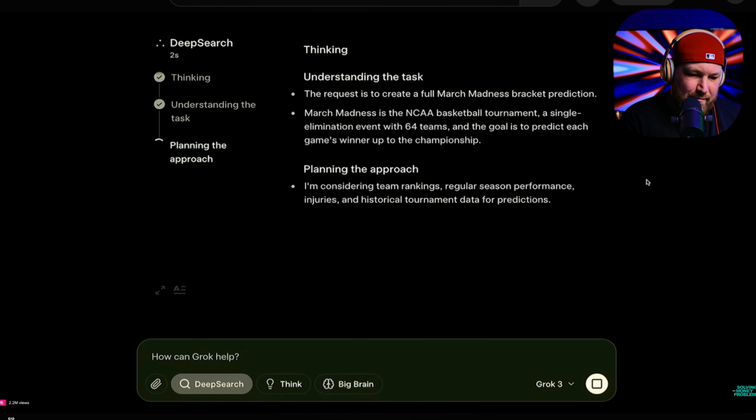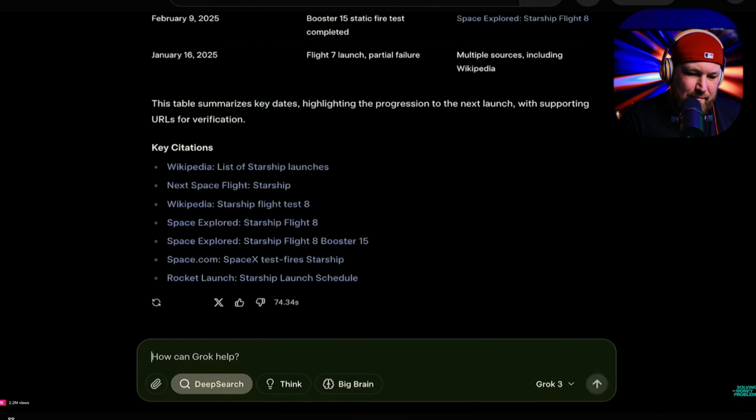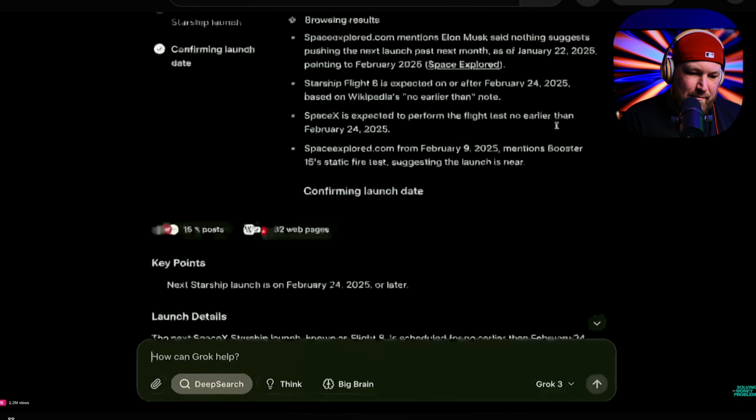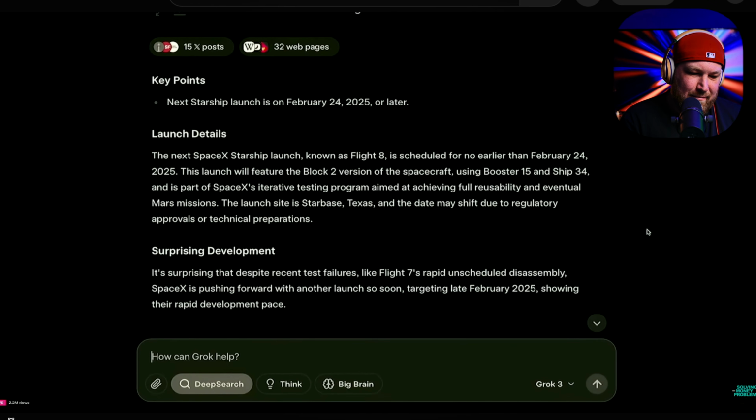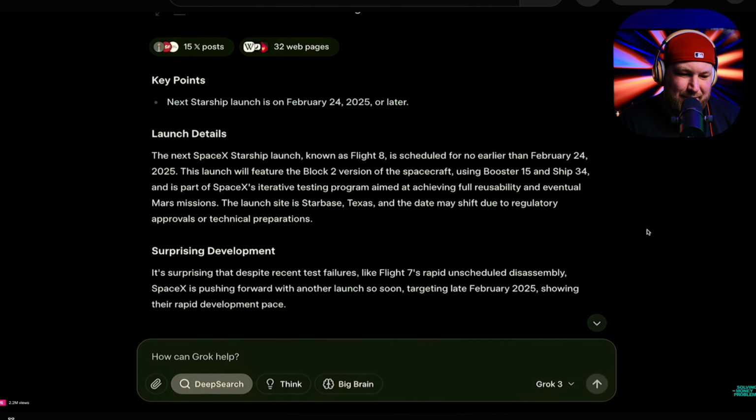So we can actually go back to our very first one. Buffett wasn't counting on this. It's already done. That's right. Okay. So we got the result of the first one. The model thought for around 1 minute. The key insight here is that the next Starship is going to be on the 24th or later, so no earlier than February 24th. It might be sooner.